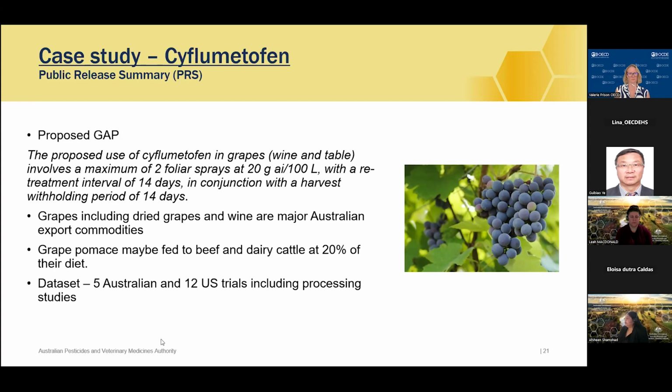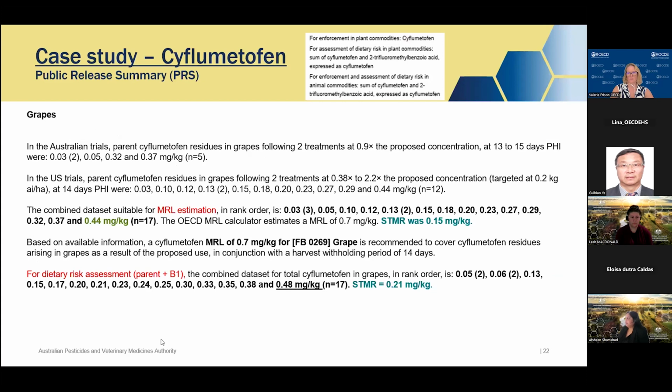It involved a maximum of 2 foliar sprays at 20 grams of active per 100 liters, with a retreatment interval of 14 days in conjunction with a harvest withholding period of 14 days. So the grapes, including dried grapes and wine, are major Australian export commodities, and grape pomace is also fed to beef and dairy cattle at up to 20% of their diet. As part of the application, we received 5 Australian and 12 US trials, including processing studies.